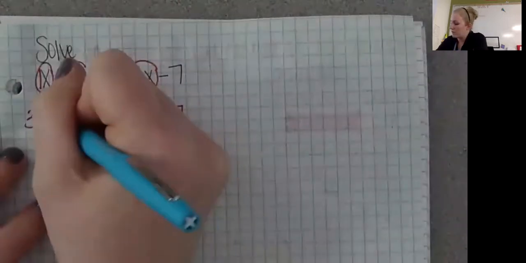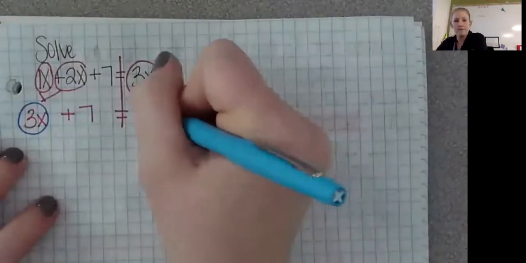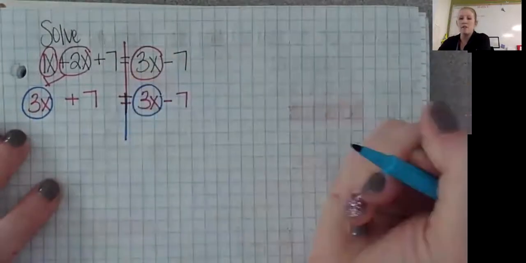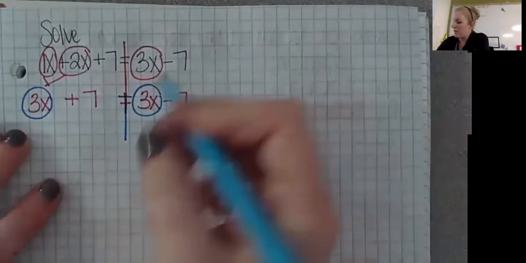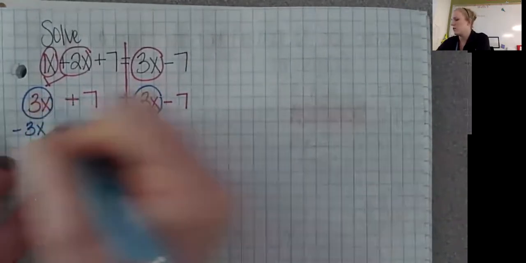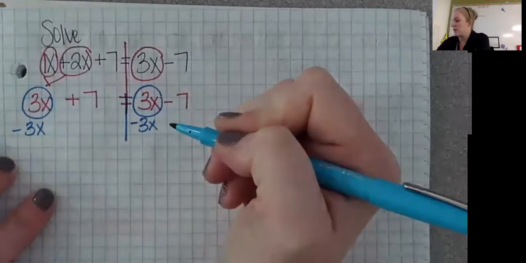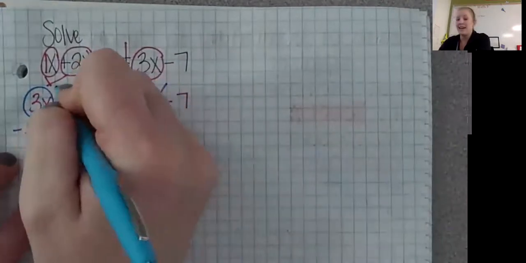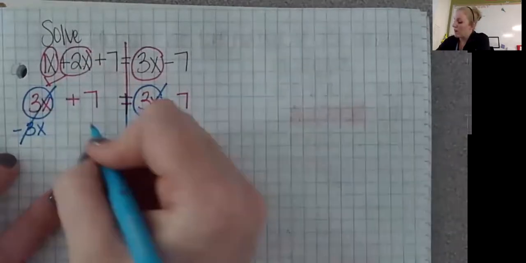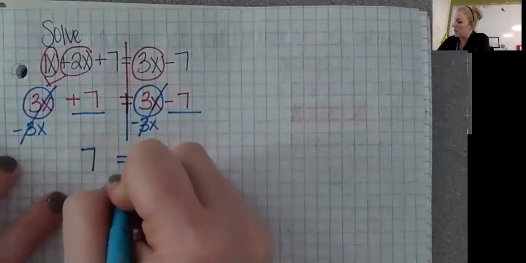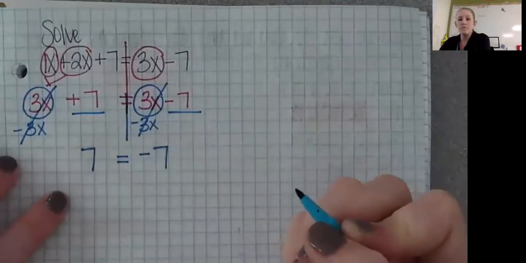Okay, circle the variables again. They're still on opposite sides, so I have to do the opposite to one of them. I'm going to subtract 3x, subtract 3x. What is 3x minus 3x? It cancels. It cancels again. So now I'm just left with 7 equals -7.